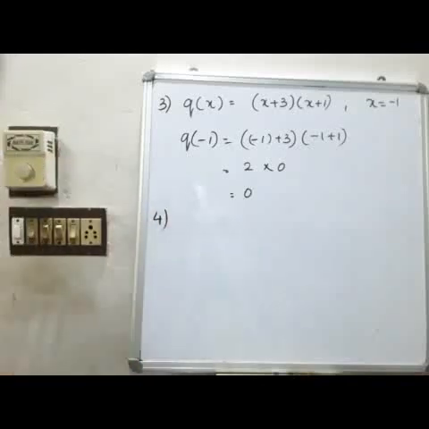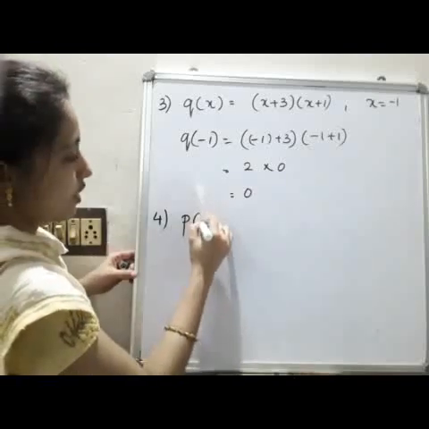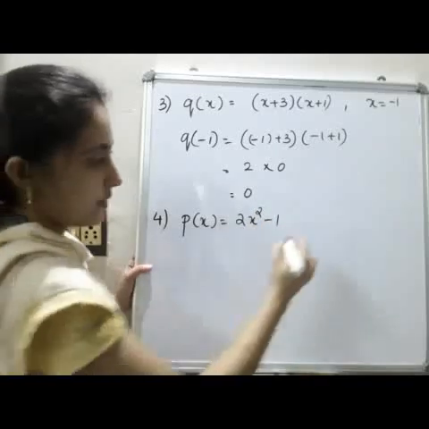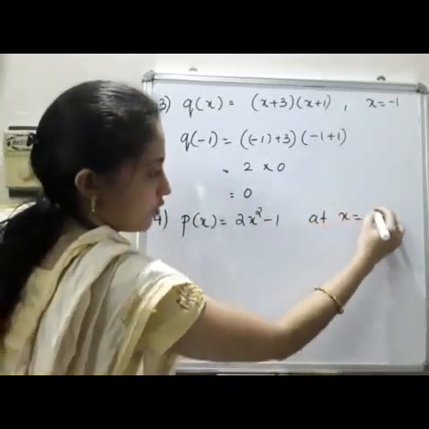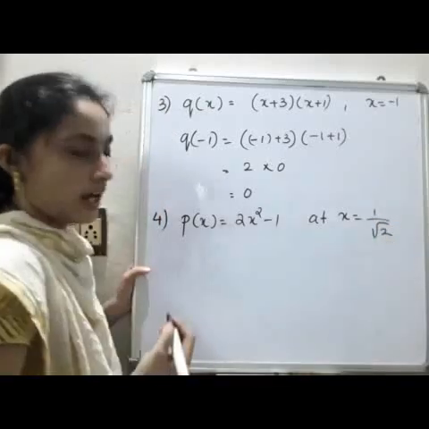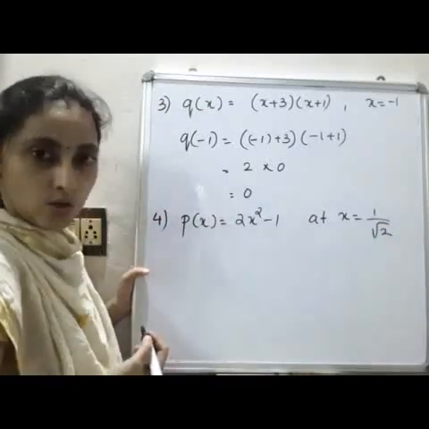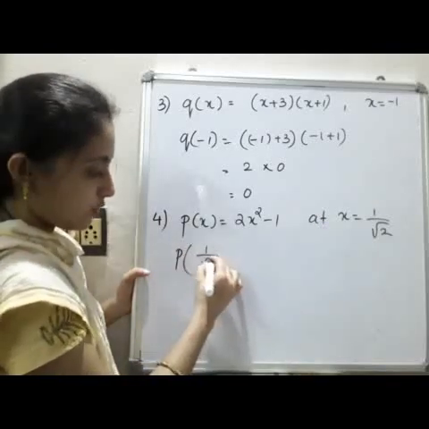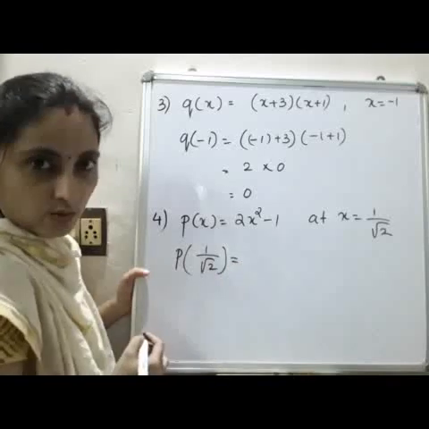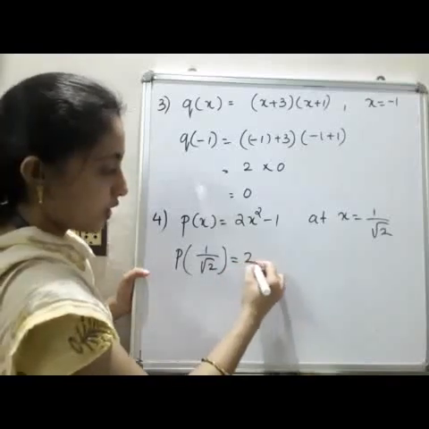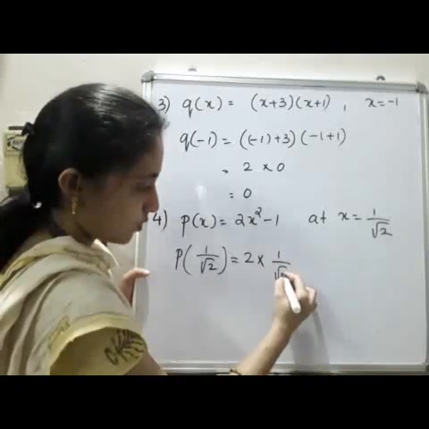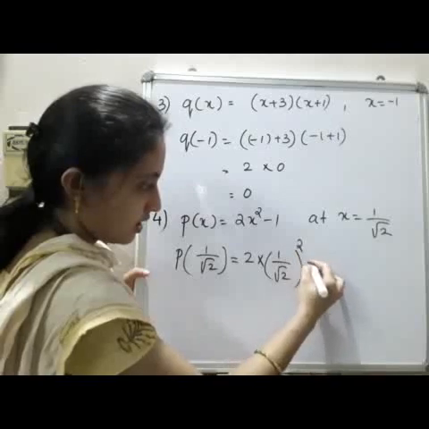So please write down the fourth question. Fourth question is p of x is equal to 2x square minus 1 at x is equal to 1 by root 2. What do you have to find? P of 1 by root 2. What is p of 1 by root 2? 2 into, replace x by 1 by root 2. So 1 by root 2 the whole square, minus 1.